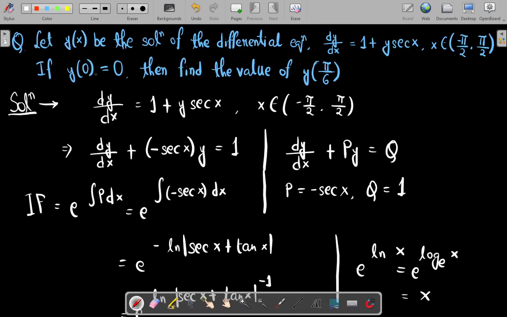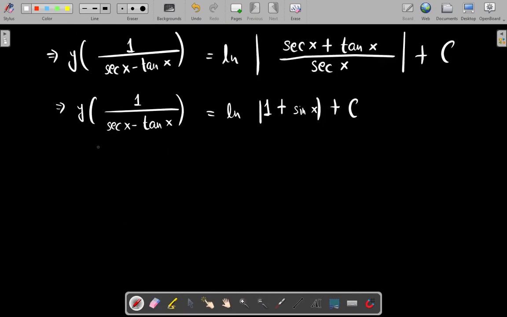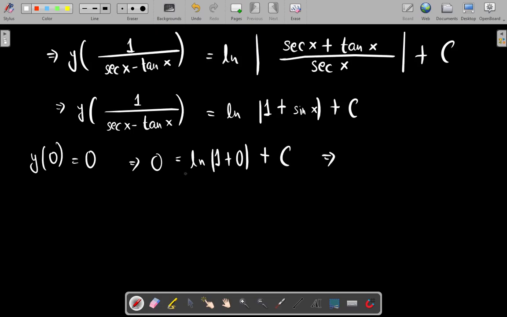Okay, so now I can use the initial condition. The initial condition given was y(0) equal to 0. So I'll use that here to find the value of this constant c. If I use 0 here, the LHS will become y times 0, which is 0. And here the value of x will become 0, so sin 0 will become 0. So this becomes ln of 1 plus 0 plus c. So this 0 will become ln 1 plus c, and ln 1 is again 0. So this becomes c. So the value of c is now 0. Okay, so we see that the constant is now 0.